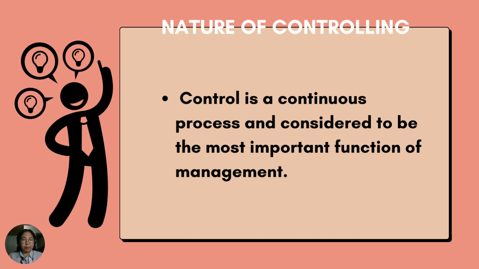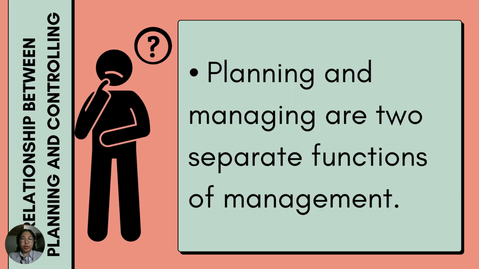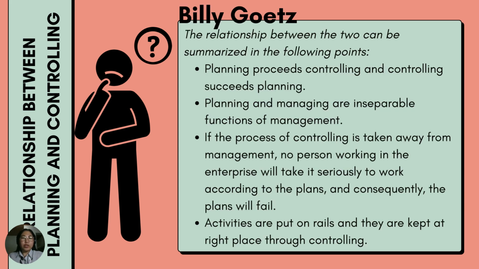So next up, we have the relationship between planning and controlling. There are two separate functions of management, but the scope of their activities overlaps. Planning and controlling reinforce each other. According to Billy Goetz, the relationship between the two can be summarized in the following points.